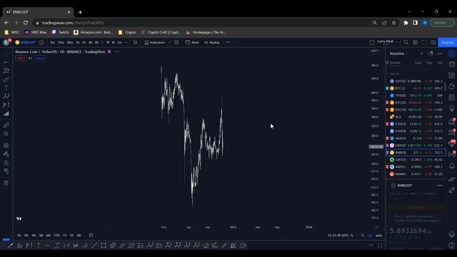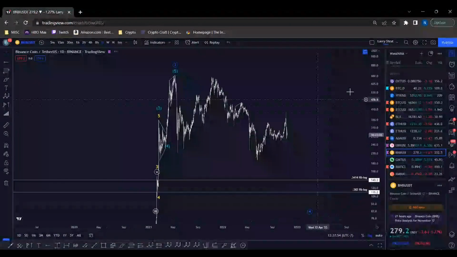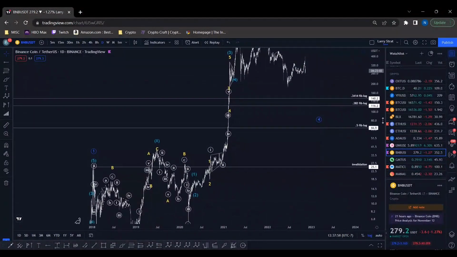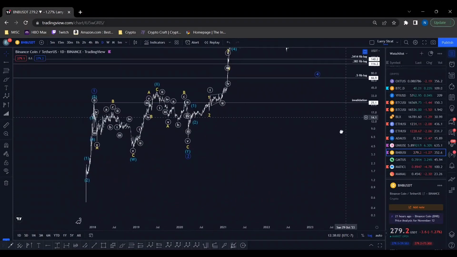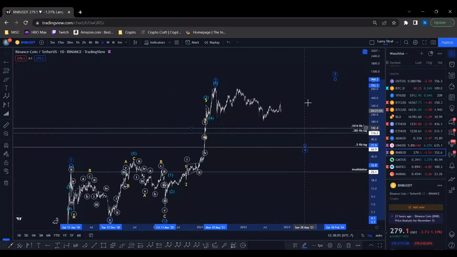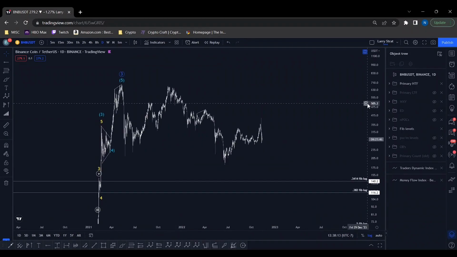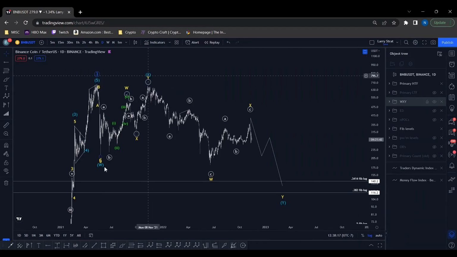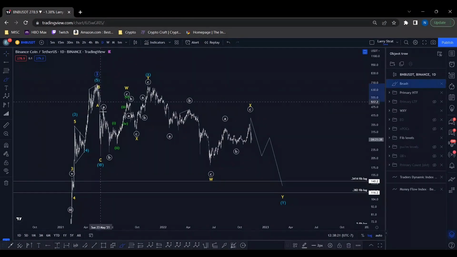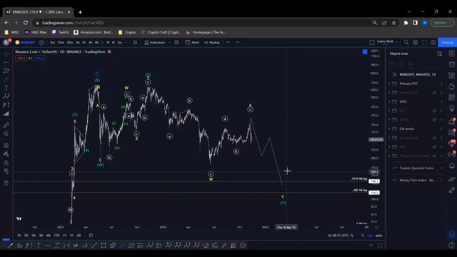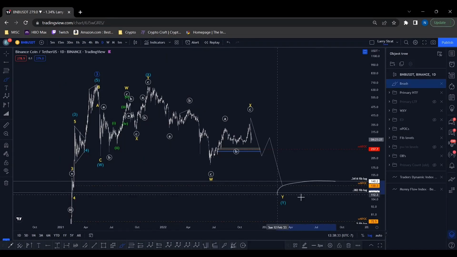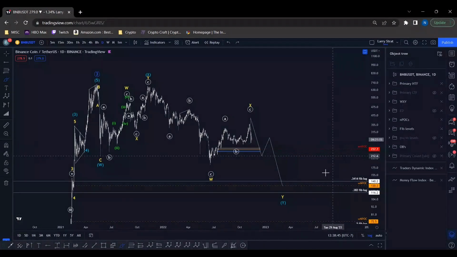BNB. Let's take a look at BNB. I have it as a 1, 2, 3, 4, 5. The primary count that I have is WXY, where we had a W, X, and then we're working on the Y. We do have some target areas right here. We have that weekly naked POC and the 0.382, and this is still such a strong level. It's a 0.382, so it's going to be a strong level right here. We're going to expect a bounce, somewhat of a bounce. How high of a bounce we'll get, we don't know, but we do expect a bounce here from the zone.